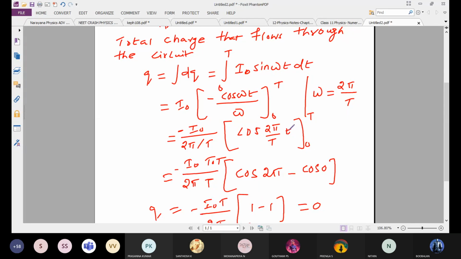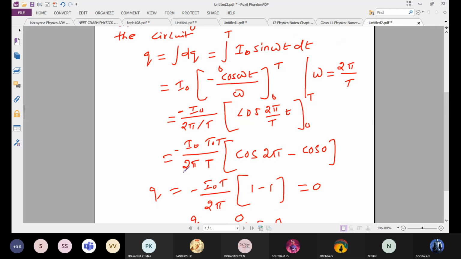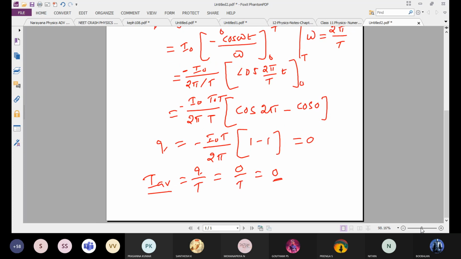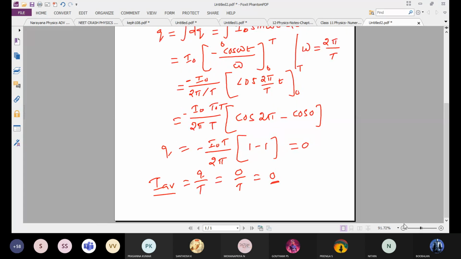Upper limit minus lower limit, in this t also it is cancelled. Which is convenient for you, you can write. So in this t is going up. Then you will get I naught minus I naught t divided by 2 pi, 1 minus 1. That is the cos 2 pi value 1, cos 0 value also 1. So I is equal to q by t, q value 0, then average current over one complete cycle is 0. Please take notes.